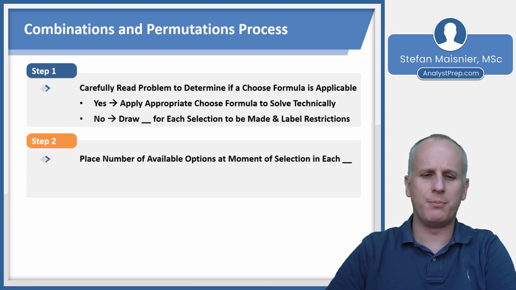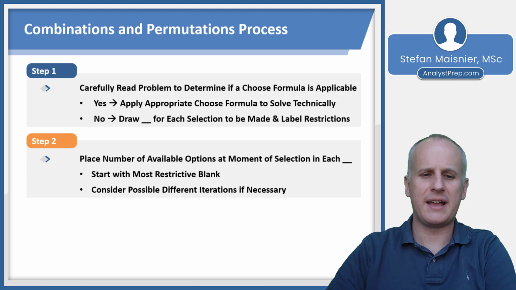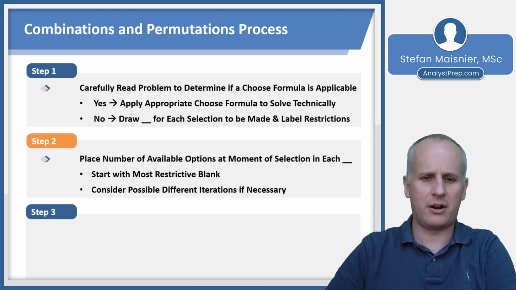Then step 2, you'll place the number of available options at the moment of selection in each of those blanks. You'll start with the most restrictive blank, and you'll have to consider if there are possible different iterations if necessary. We'll see how that plays in a moment in our whiteboard.